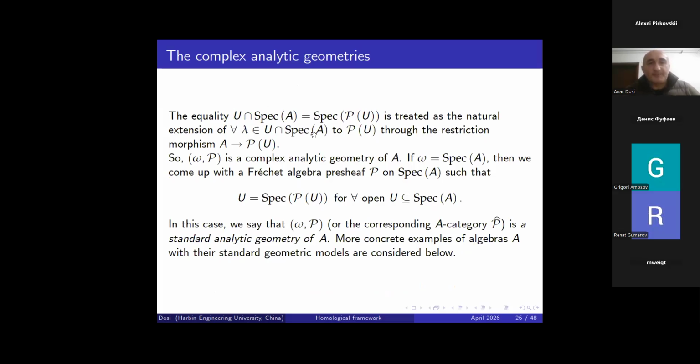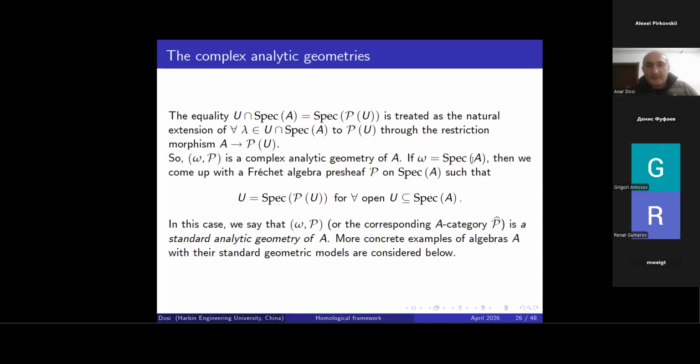Okay. You know what this equality is, right? Intersection means in the natural sense. So every lambda is a character of A through the natural morphism.